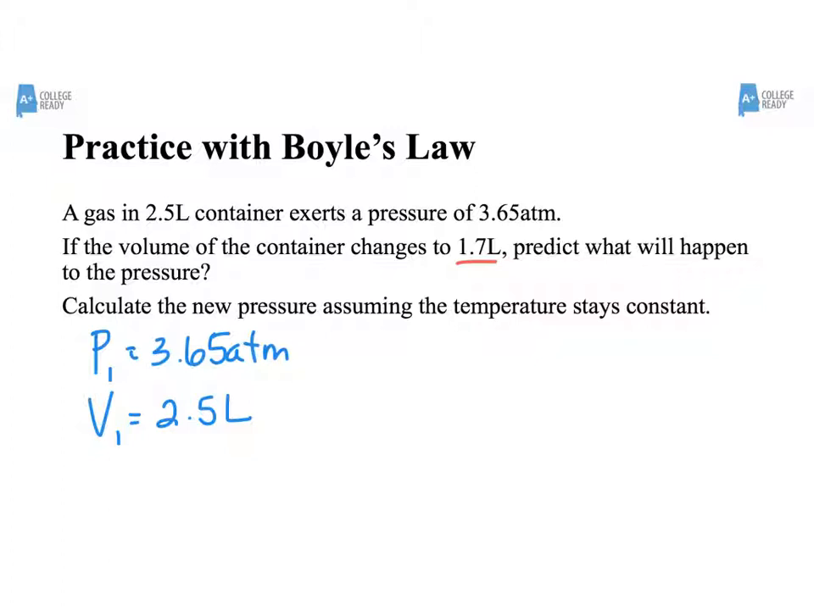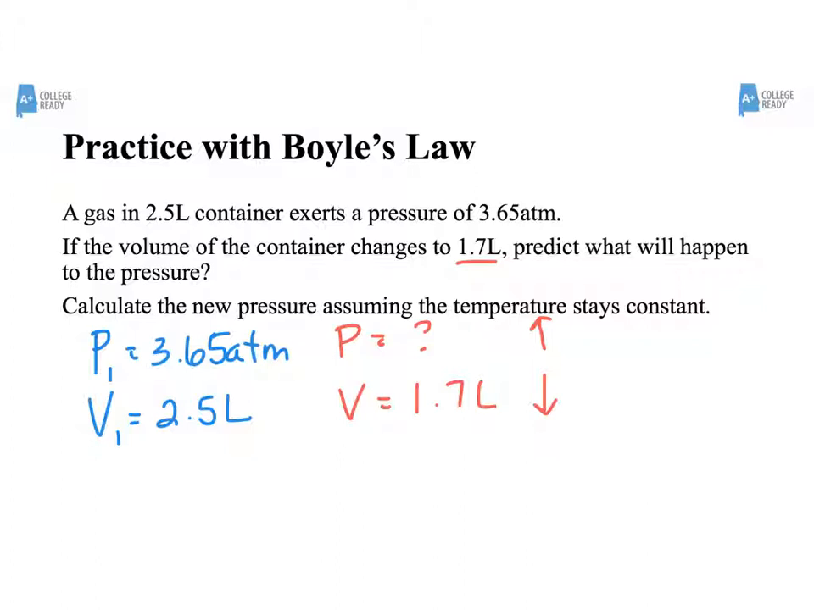All right, so what did the volume do? The new volume is 1.7 liters, which means the volume decreased. And if the volume decreased, what is going to happen to the pressure? Well, because they have an inverse relationship, that's going to cause the pressure to increase. Now let's use Boyle's law to figure out how much it went up.